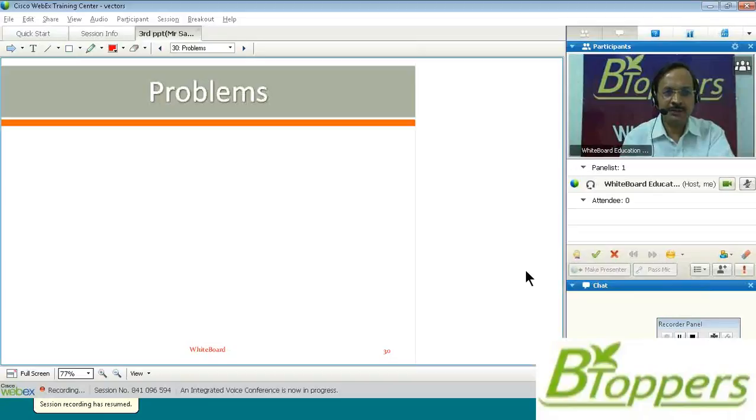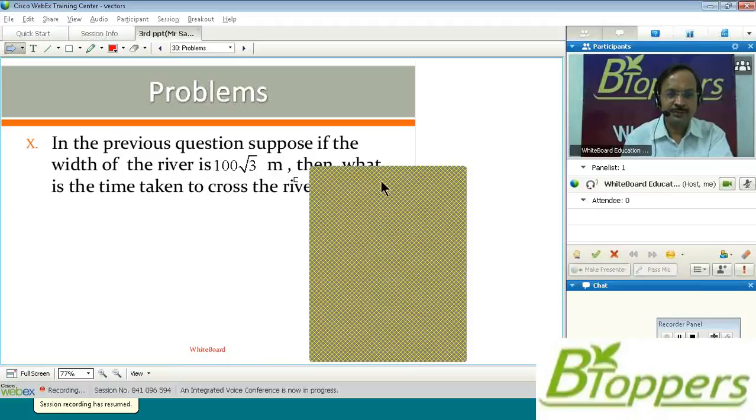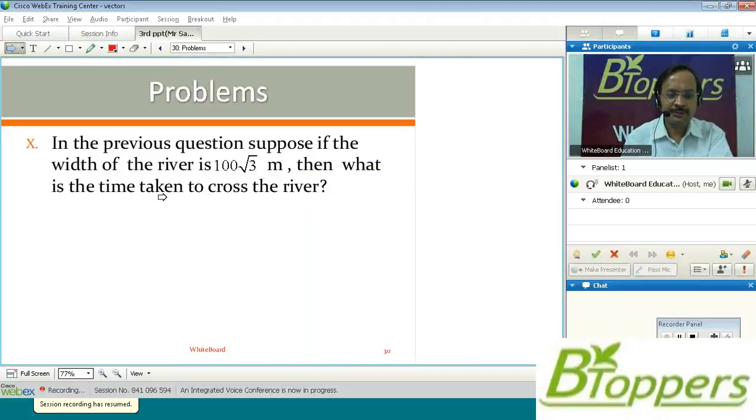So look at problem 10. That is also linked to the previous problem. In the previous question, suppose the width of the river is 100 into root 3 meter, then what is the time taken to cross the river? If you want to try it yourself, you can take a pause and try this problem yourself.